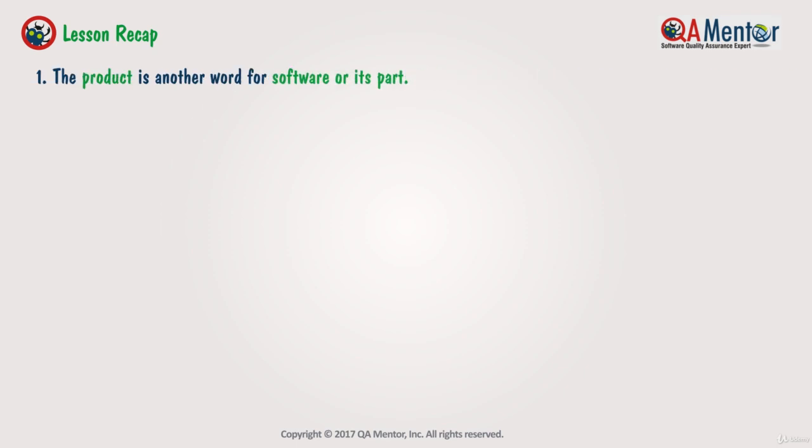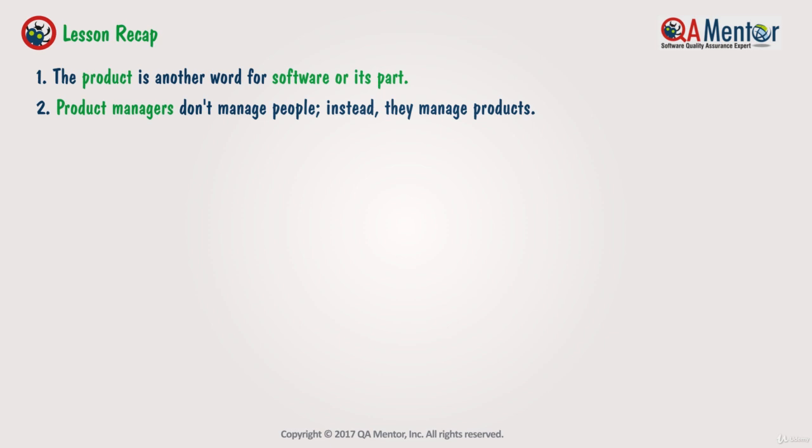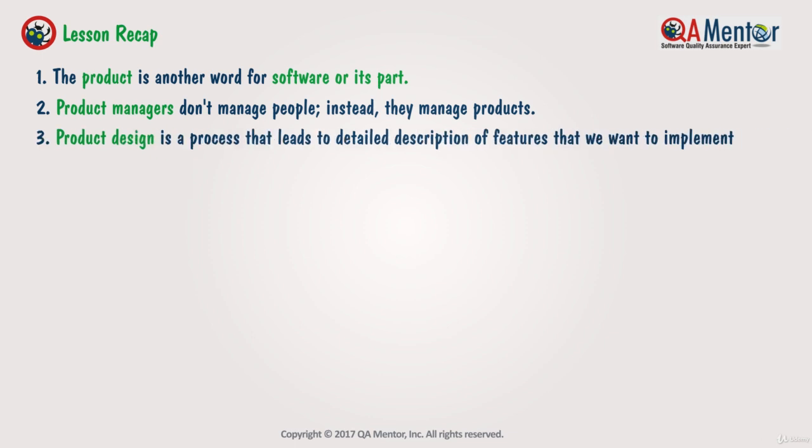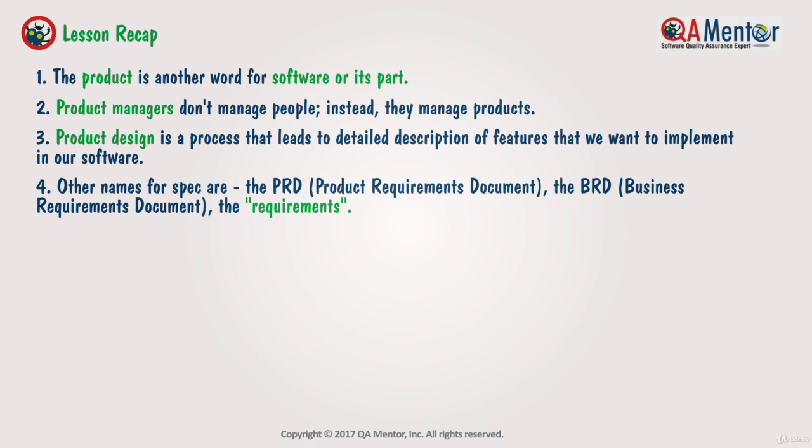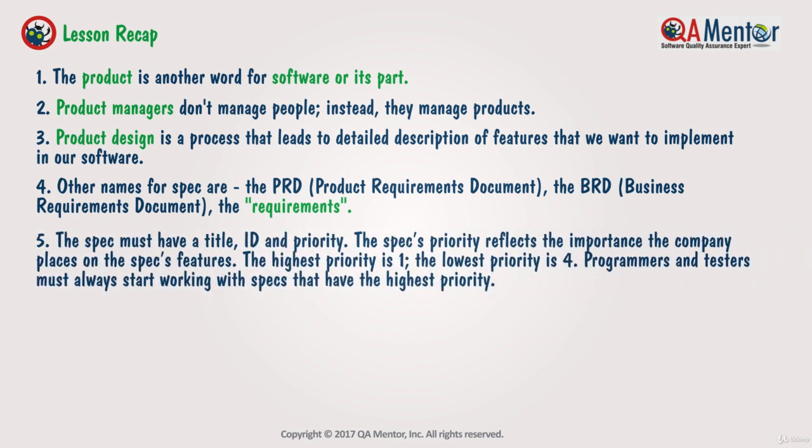Lesson recap. Number 1, the product is another word for software or its part. 2, product managers don't manage people, instead they manage products. 3, product design is a process that leads to a detailed description of features that we want to implement in our software. 4, other names for spec are the PRD, or Product Requirements Document, the BRD, Business Requirements Document, or the Requirements. 5, the spec must have a title, ID, and priority. The spec's priority reflects the importance the company places on the spec's features. The highest priority is 1, the lowest priority is 4. Programmers and testers must always start working with specs that have the highest priority.